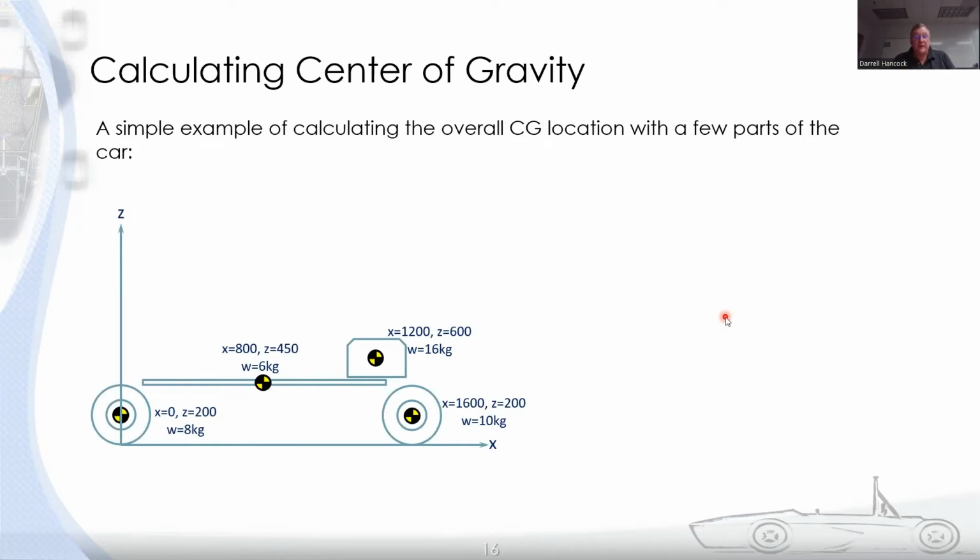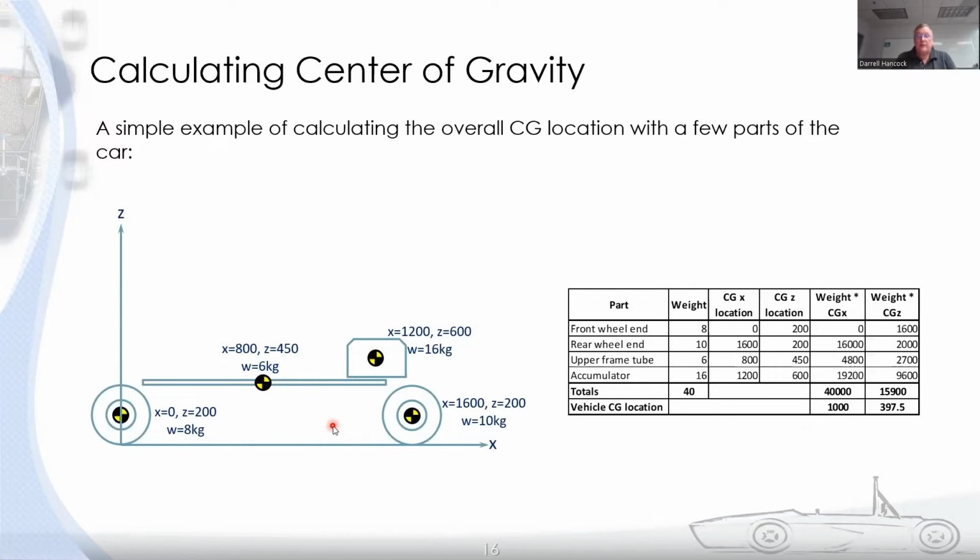So here's a very simple and pretty incomplete example. I've got a car, I've got my front and rear wheel ends, including the knuckle and brakes and everything, and the wheel and tire. I've got one frame tube here, I know its weight, its center of gravity location, and I have, let's say, the accumulator in the vehicle here. I know its weight and its center of gravity location, and I want to calculate where my center of gravity for the whole vehicle is. Well, it's pretty easy.